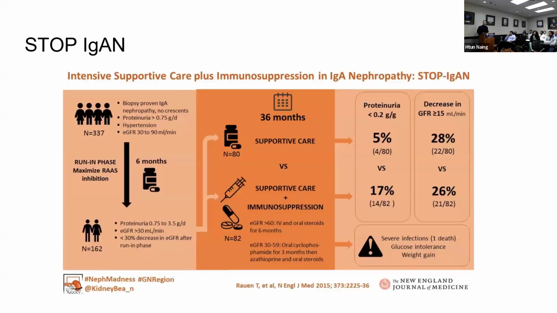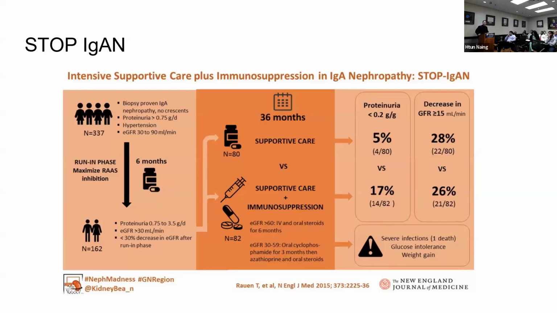So then we have to talk about the STOP-IgA trial. This trial was done to see, after you give maximum supportive care, if you superimpose immunosuppression on the patient, whether it is going to improve the renal outcome or not.